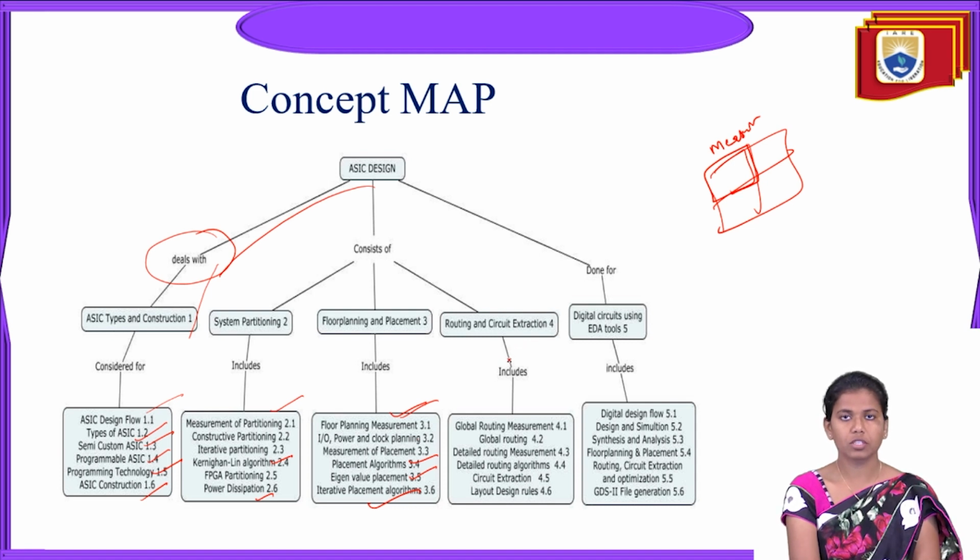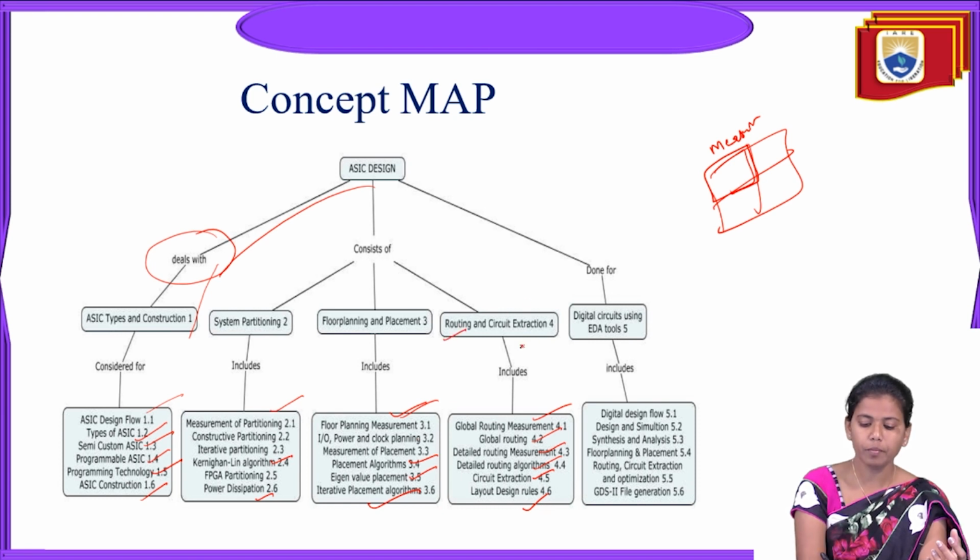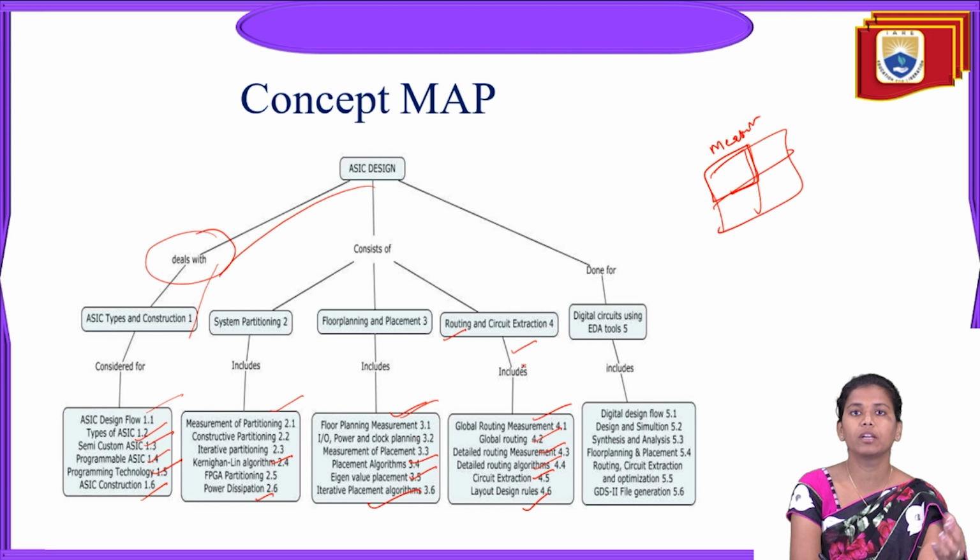In this routing and circuit extraction, which is the fourth part under ASIC designing, it includes global routing measurement, global routing, detailed routing measurement, detailed routing algorithm, circuit extraction, layout, and design rules. So this is about routing and extraction of a particular module, the circuit. It includes global routing measurements all around the corners of the design, or else around all the corners of a chip. So global routing measurements in routing, and then detailed routing.